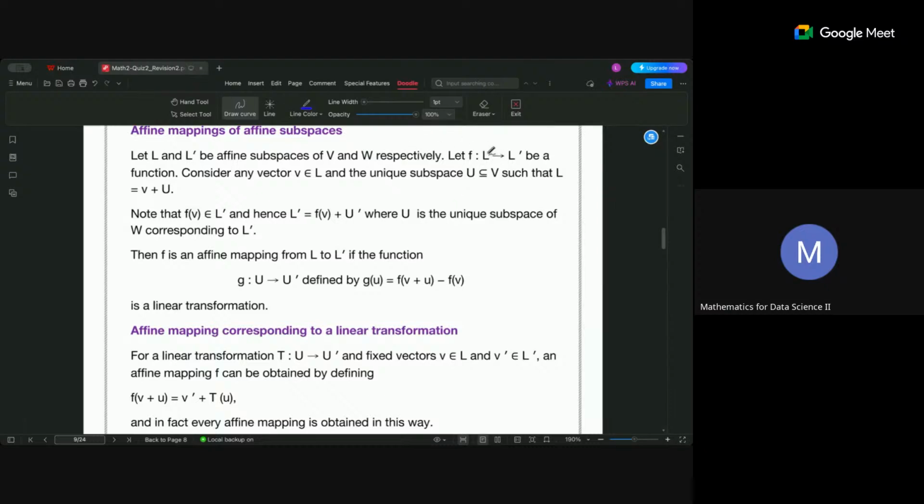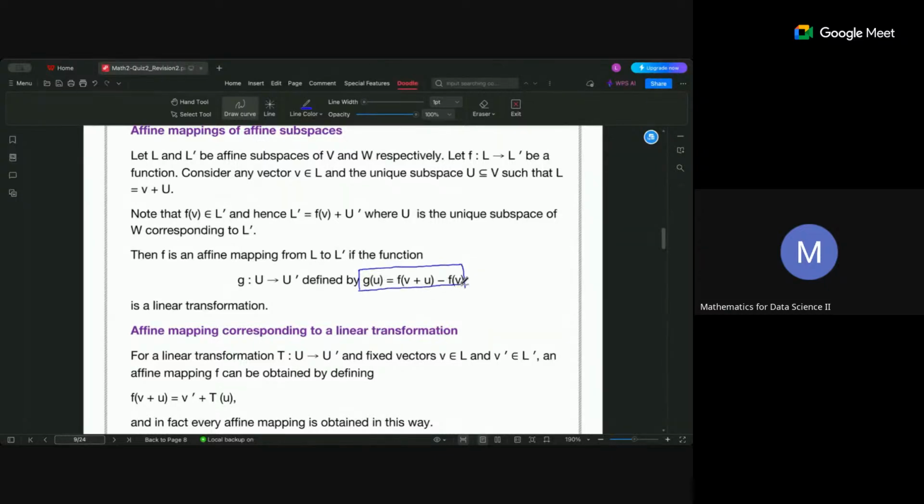See, let us say you have two affine subspaces and you have a function from one affine subspace to another subspace. Okay. How are we going to define this affine map? We are going to define this affine map using a linear transformation. And once you have a linear transformation, you can also define an affine map. So both this can be done. Suppose you have a function, you can define a linear transformation from this affine mapping, or if you have a linear transformation, you can define an affine mapping from this linear transformation. This is how you have to define.